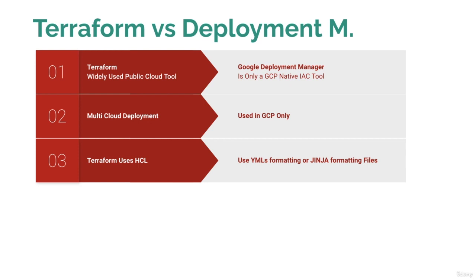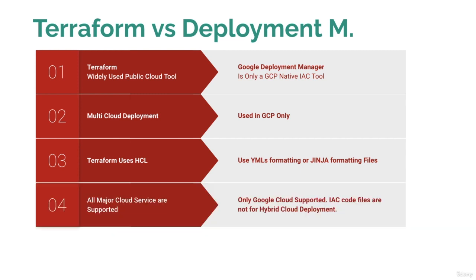In terms of usability, the HashiCorp Configuration Language documentation is quite rich compared to the Deployment Manager YAML or Jinja documentation, so users can easily use HCL to create different resources compared to the YAML configuration in Google Deployment Manager. As we already mentioned, Terraform supports almost all major cloud services, but Deployment Manager only supports Google Cloud. So the infrastructure as code files you created in Deployment Manager are not useful if you want to create similar resources outside of GCP.